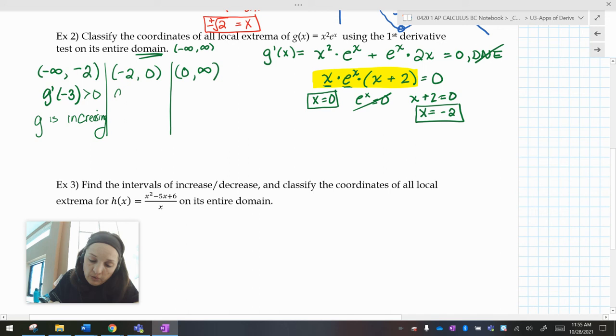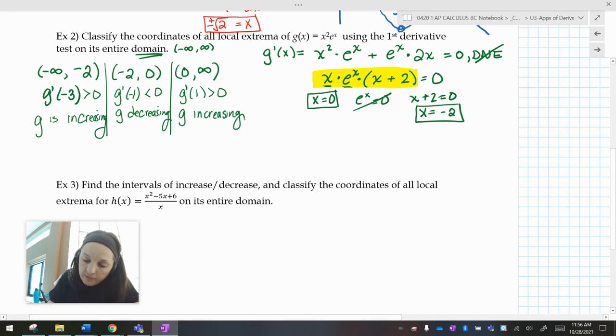So G is increasing. From -2 to 0, let's find G prime of -1. A negative times a positive is negative. So G is decreasing. And G prime of 1 would be positive times positive times positive. So G prime of 1 is greater than 0, meaning G is increasing. So G increased, and then it decreased, and then it increased. So we have a maximum here and a minimum there.